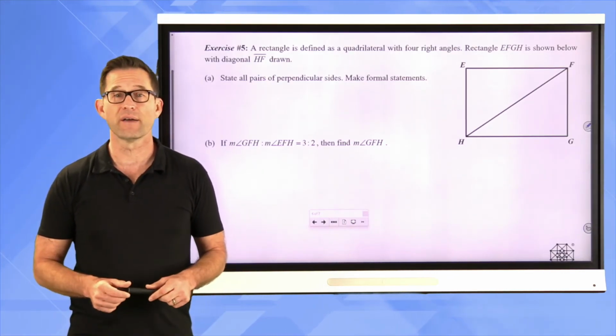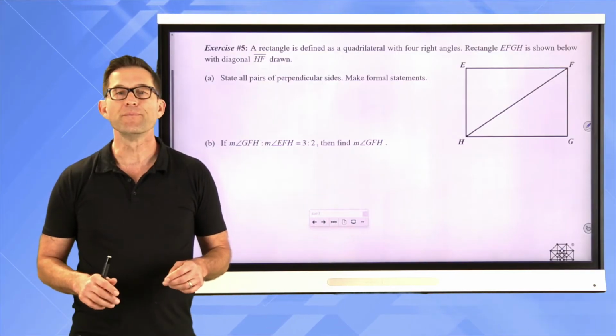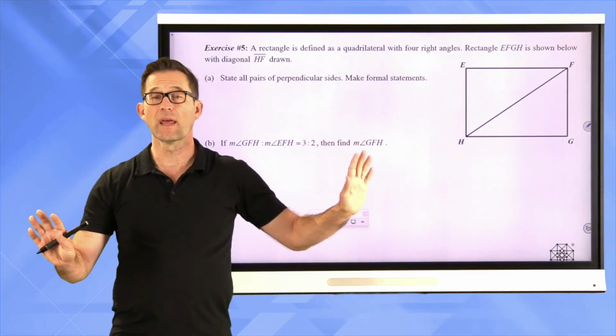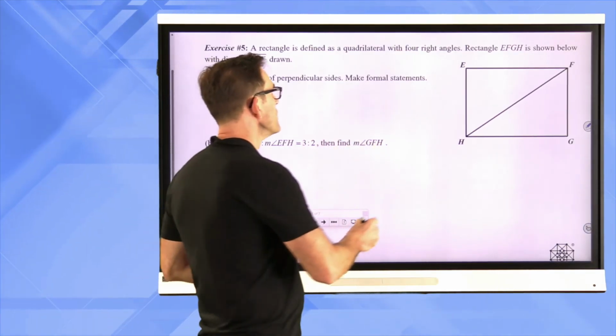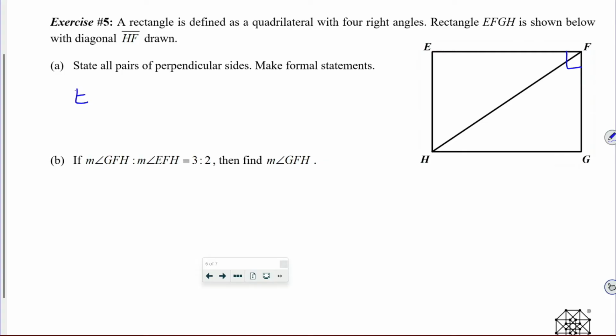Let's take a look at exercise 5. A rectangle is defined as a quadrilateral with 4 right angles. Rectangle EFGH with diagonal HF is drawn. State all pairs of perpendicular sides, making formal statements. All right, great. So what I'd like you to do is write down statements. Let's actually start with one together. So I know that this is a right angle. So I can say that segment EF is perpendicular to segment FG.